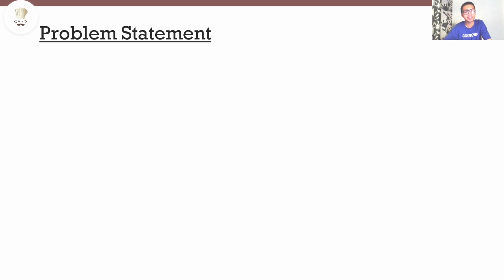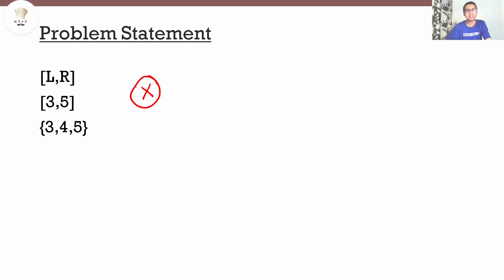The problem statement says that given a range from L to R, let's say L is 3 and R is 5, so the range is from 3 to 5. We have to print a number, let's call it X, such that this X does not have any common factors with any of these numbers. I repeat, this X does not have any common factor with any of these numbers. And I won't consider 1 as a common factor, right?